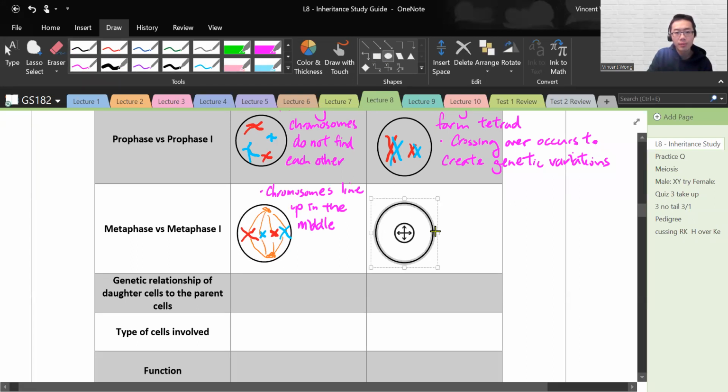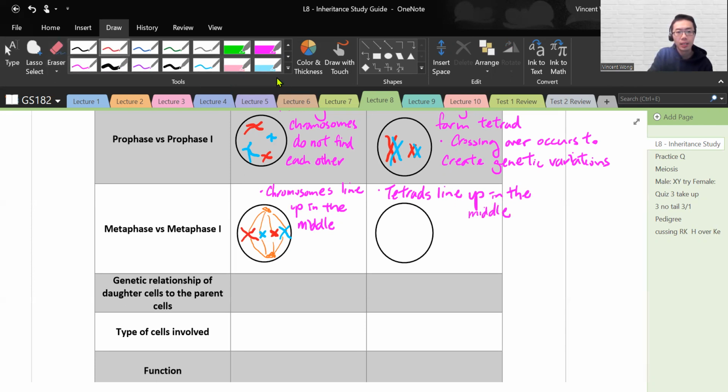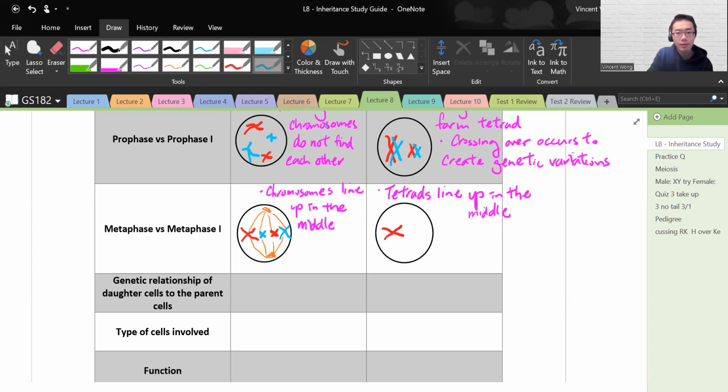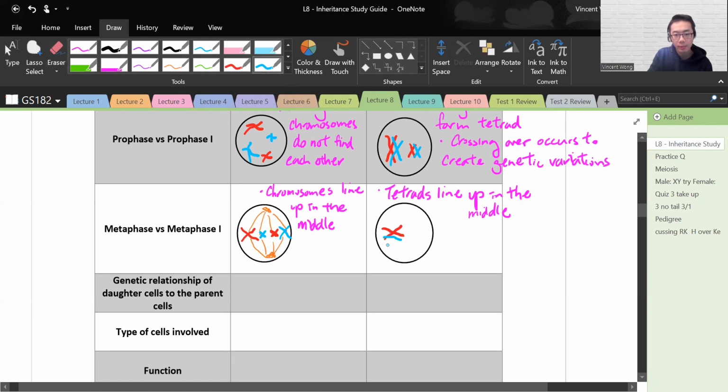For the meiosis, we will have the tetrads line up in the middle. Okay, so it would look something like this. Right? We would have the X, the maternal one, and then the paternal one, like that. The tetrad lines up in the middle. And then the next one, same thing, right? Now, take a look at this. It's random how they're going to line up.